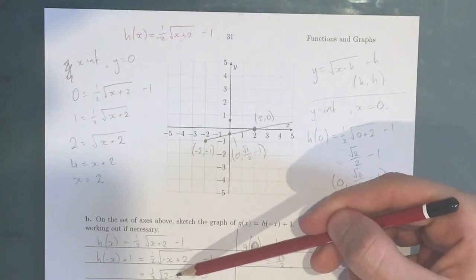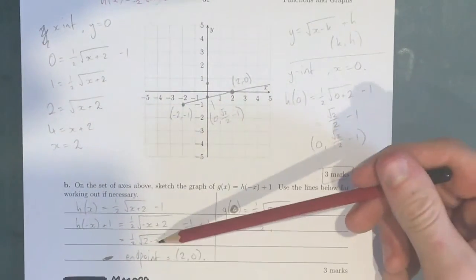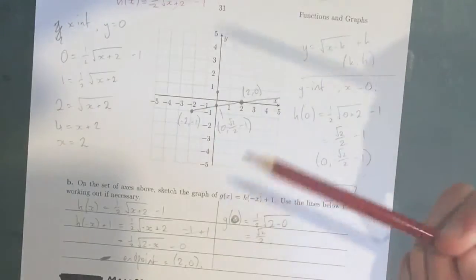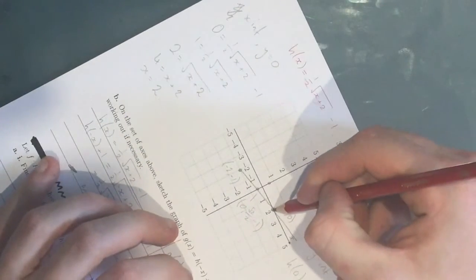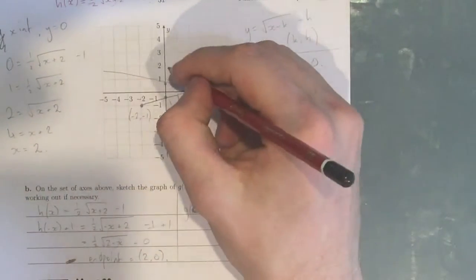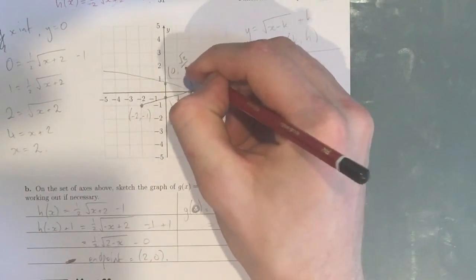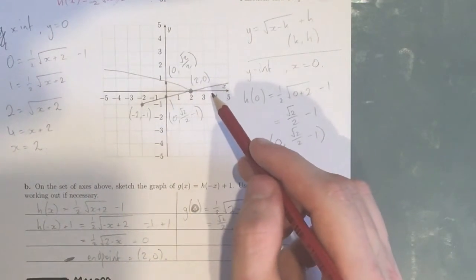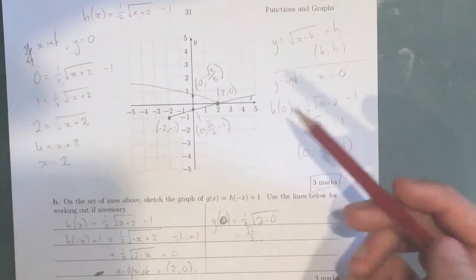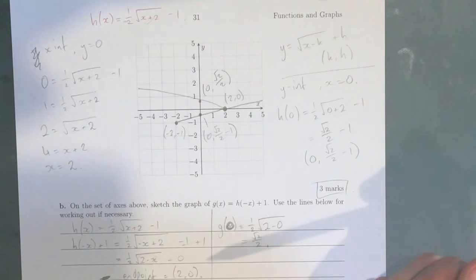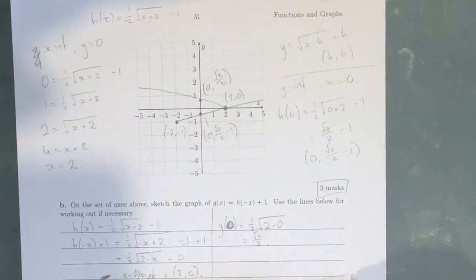Because this is a negative x here, the graph actually goes the opposite way. It's reflected over the y-axis. So what we get is a graph that looks something like this, where this is equal to (0, root 2 over 2). And we've already got our endpoint (2, 0) labeled, which means that all we have to do is that. So we've got our x-intercept, our y-intercept, and we've drawn the graph, which is all we need to do. 3 marks. Simple.